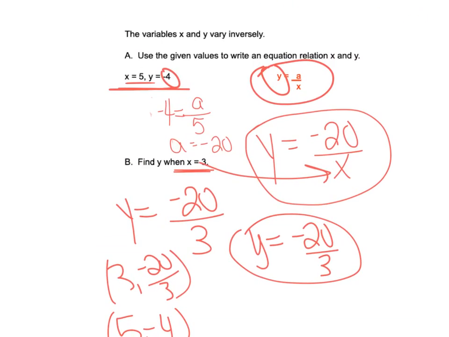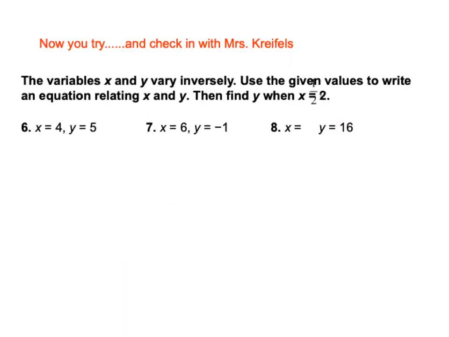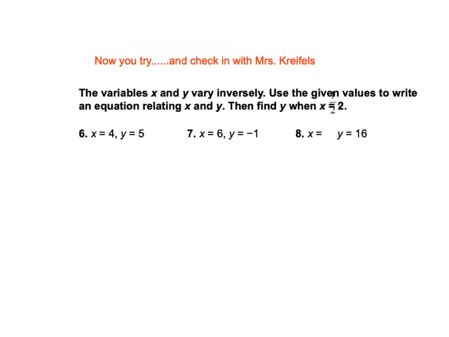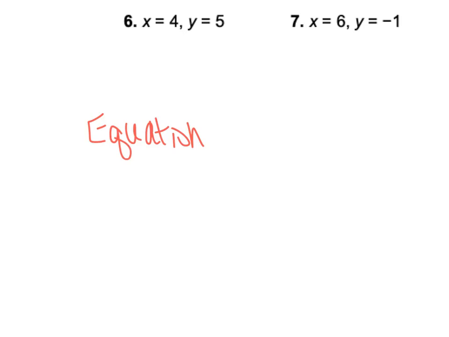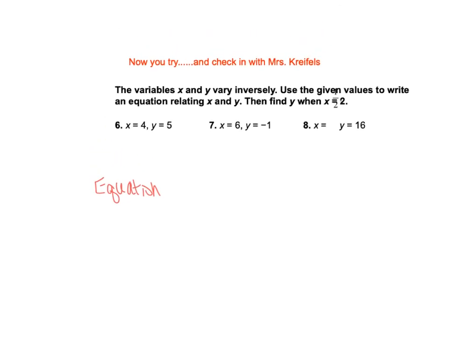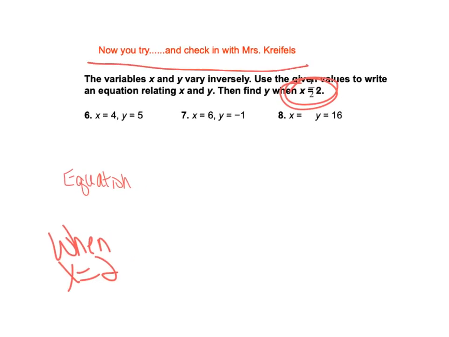Okay, so what I want you to do is go ahead, there are 3 of them here. I want you to do those exact same steps. I want to know what the equation is for each of them with an a value in it, and then I want to know what the y value is when x equals 2. So just like we did on the last 2 examples, I want you just to try that on your own, okay? And again, when you get done, you can check in with Mrs. Kreifels and see if you did it correctly.